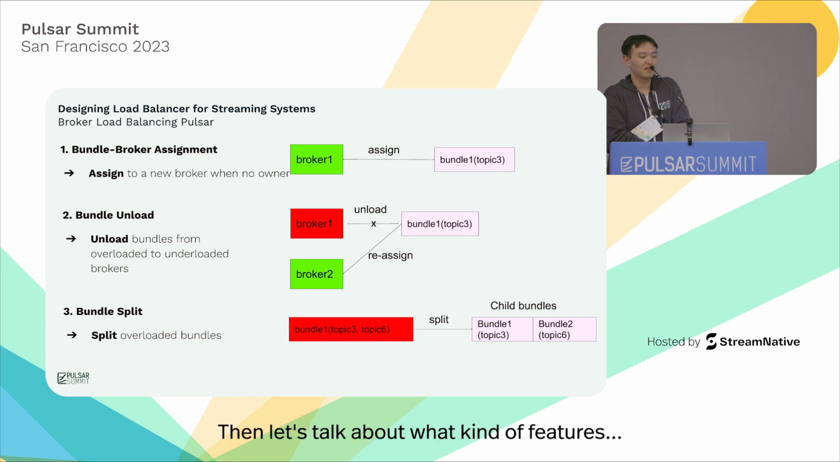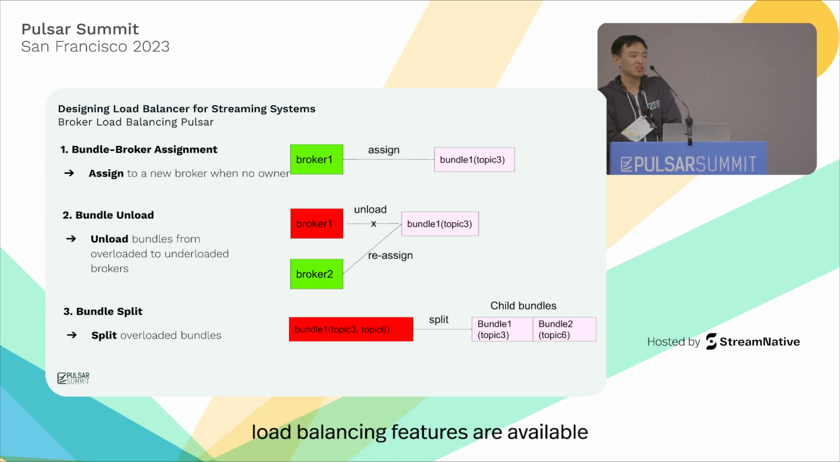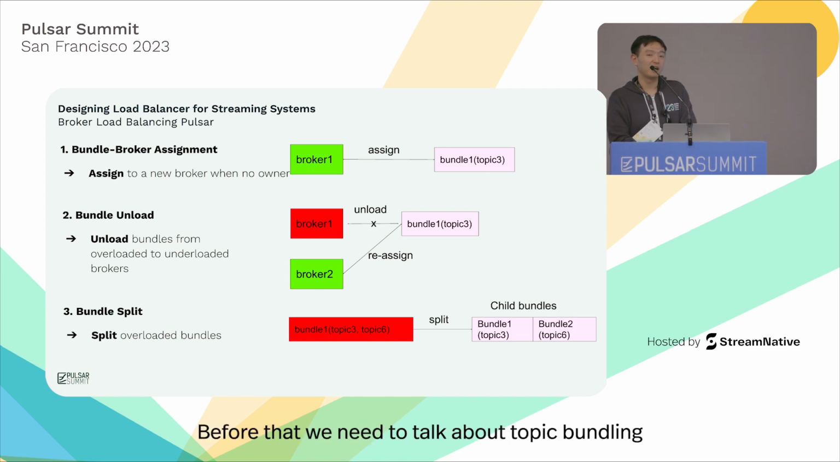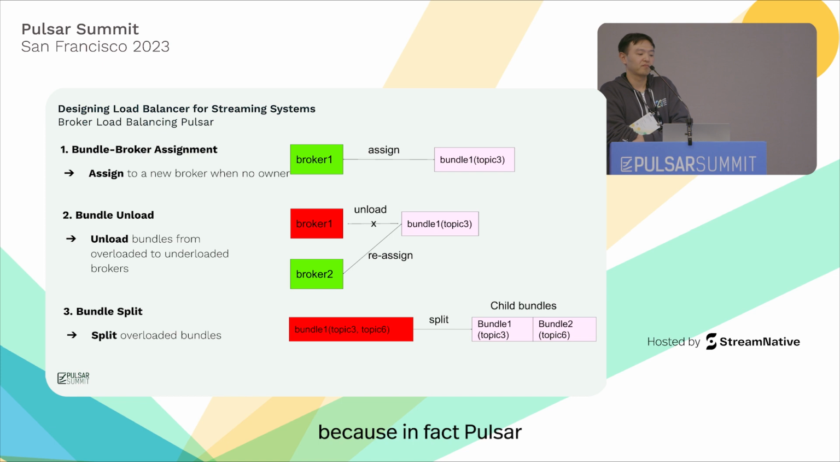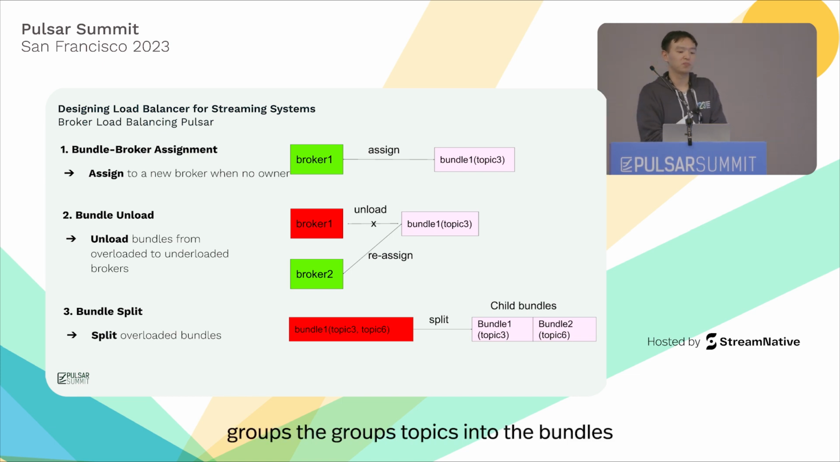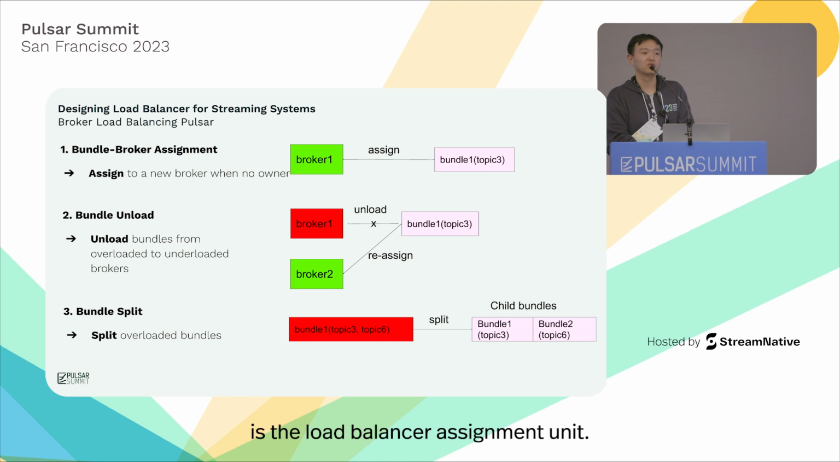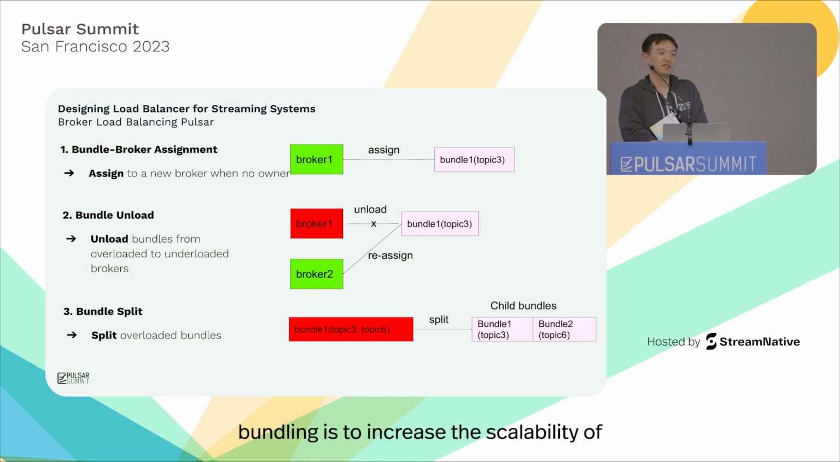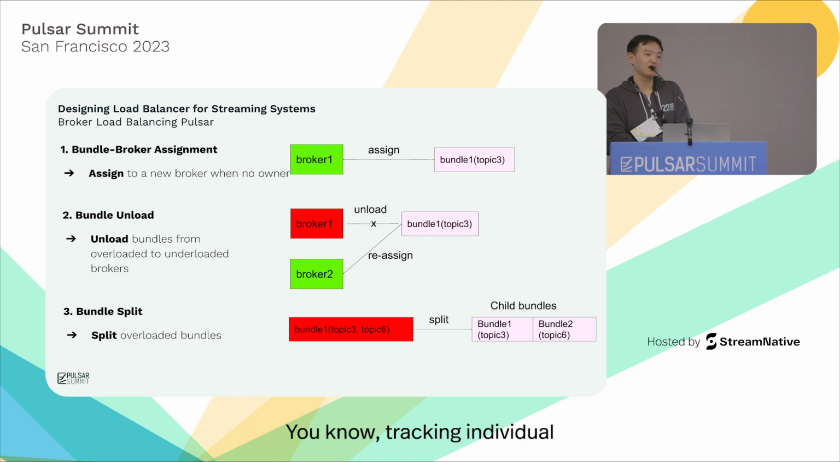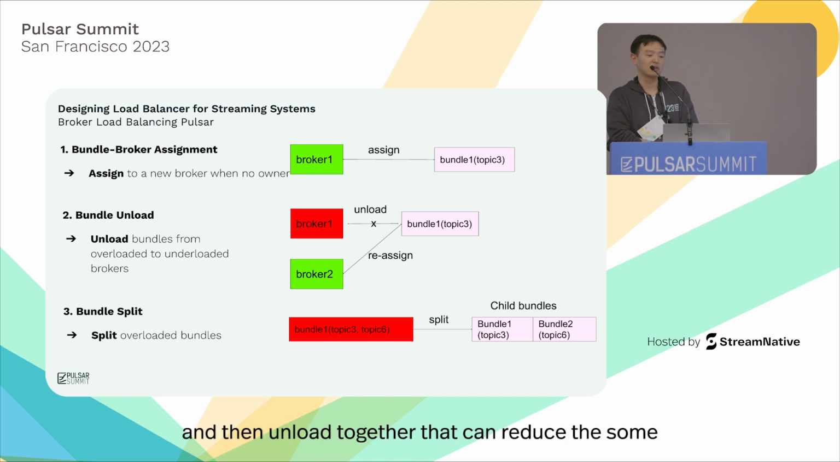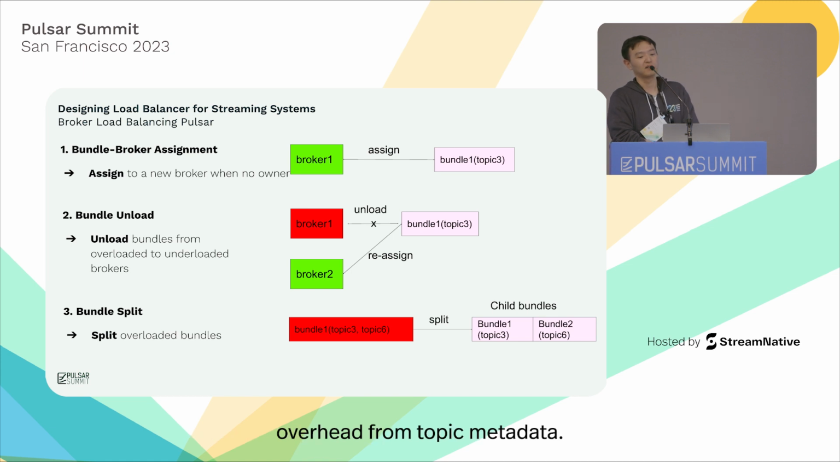Okay, then let's talk about what load balancing features are available in the Pulsar broker load balancer. Before that, we need to talk about topic bundling, because Pulsar groups topics into bundles, and the bundle is the load balance assignment unit. The reason we do this bundling is to increase the scalability of Pulsar. Tracking individual topics can be very expensive, so we want to group them and unload them together. That can reduce some overhead from topic metadata.